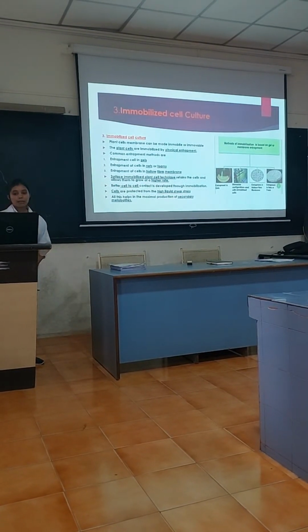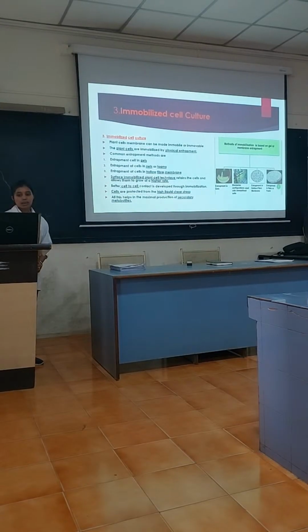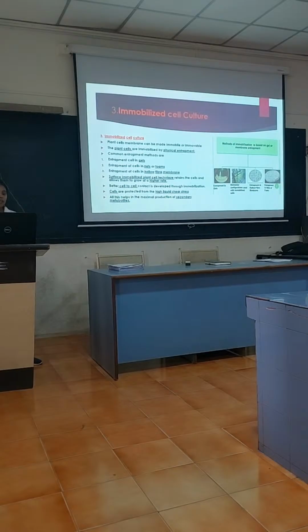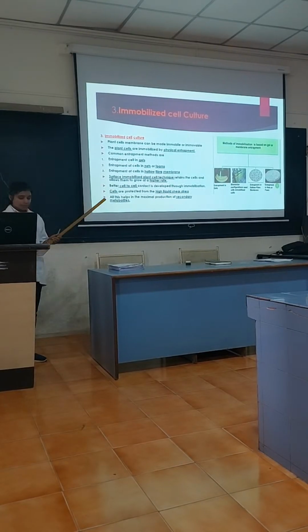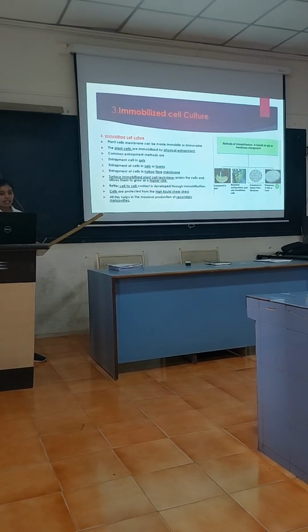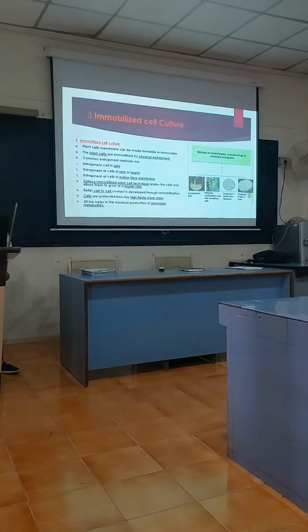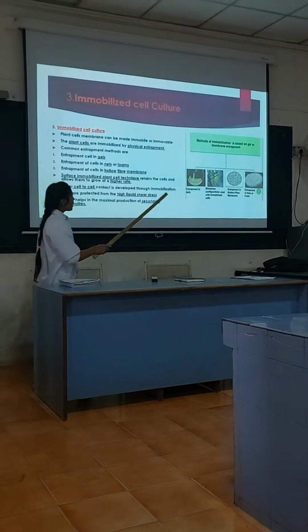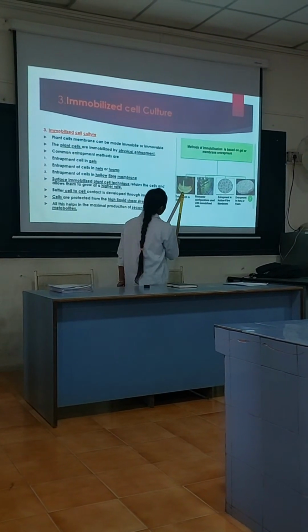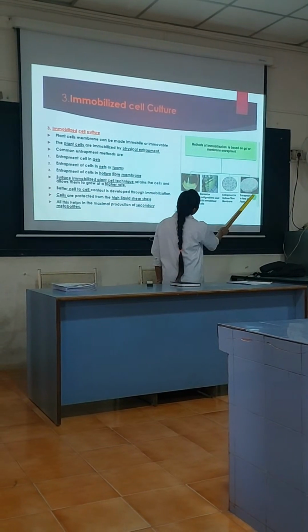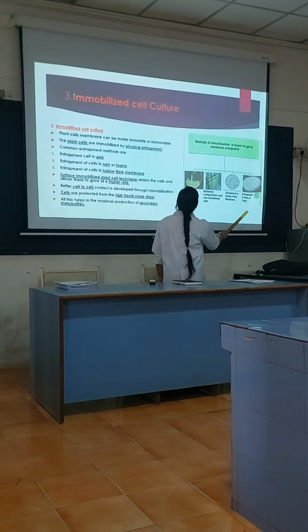The plant cells can be made immobilized or immovable. The plant cells are immobilized by physical entrapment. The common entrapment methods are entrapment in the gels, entrapment of the cells in nets, and entrapment of cells in the hollow fiber membranes. This is the entrapment of the cells in the gels and this is entrapment of cells in the hollow membrane, entrapment of cells in nets or the folds.